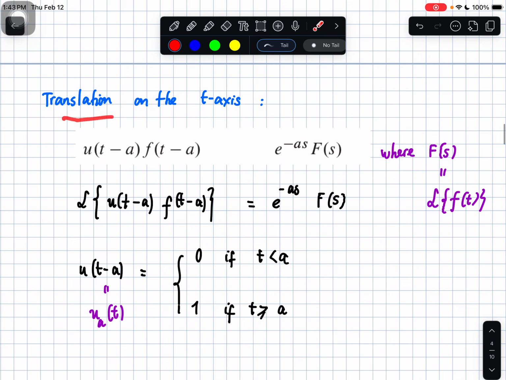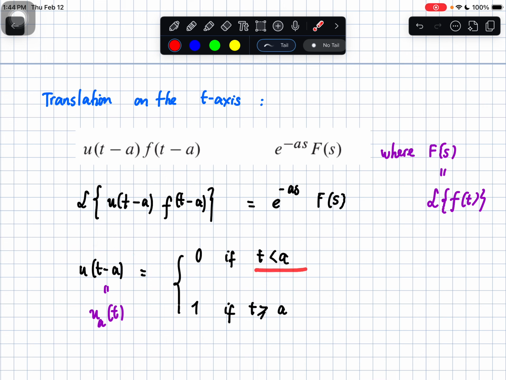Here we have the translation on the t-axis. The theorem says that the Laplace transform of this one is equal to e to the power minus as times F of s, where F of s is the Laplace transform of small f of t. U here is a unit step function, so we also denote that by u sub a of t.